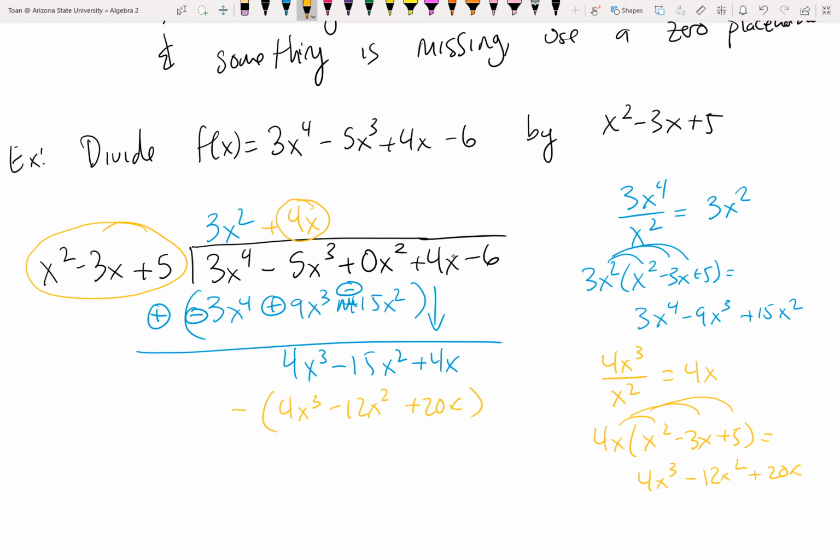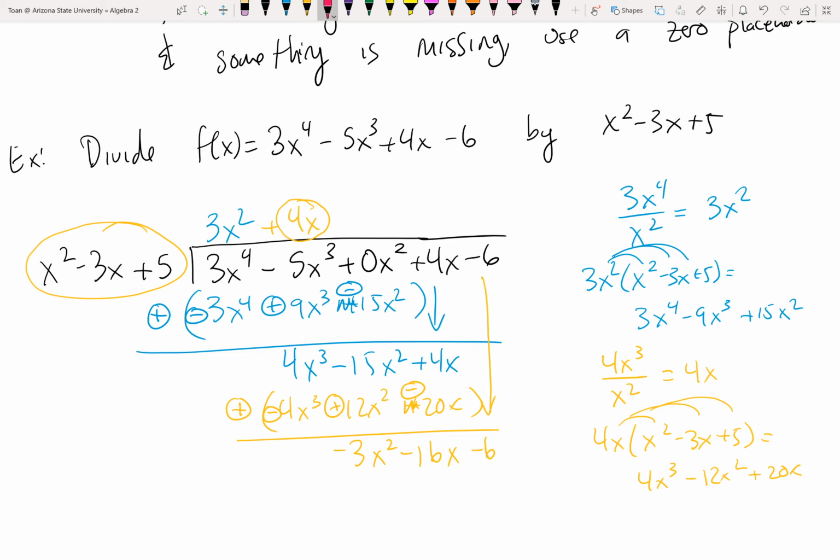You go ahead and subtract. But instead of subtracting, I'm going to flip all the signs. This becomes a plus, this becomes a minus, this becomes a plus, that becomes a minus. Let's work with the x cubed. The 4's will cancel. Let's work with the x squared. Negative 15 plus 12 is a negative 3x squared. Let's work with the x's. Positive 4 with a negative 20 is a negative 16x. And then the last step is to bring down.